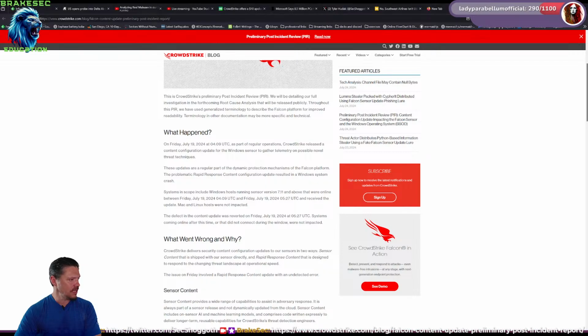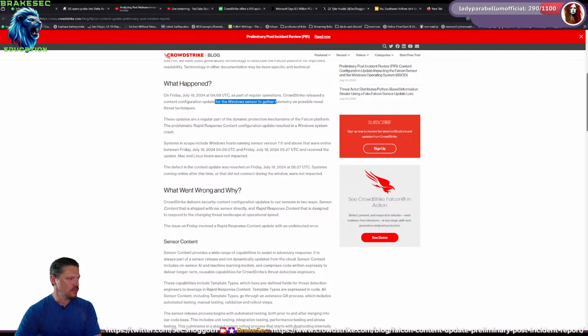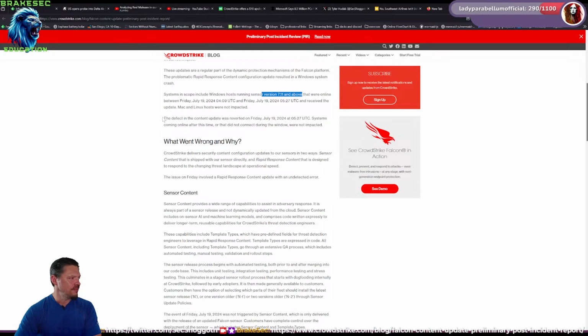So yeah, they issued an update for Windows sensors to gather telemetry on novel techniques. Systems in scope are Windows hosts running sensors 7.11 and above. The defect in the content was reverted at 0527 UTC, as described in part 1. It had already been deployed by a lot of companies by that time.